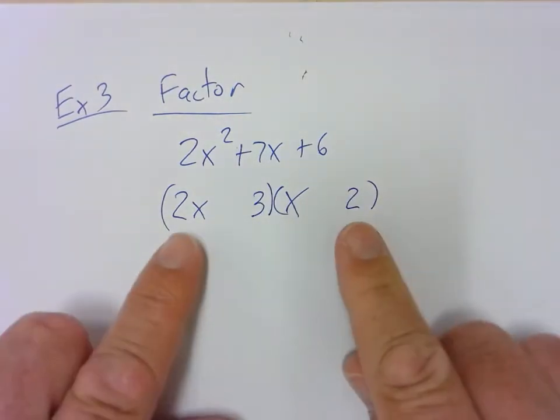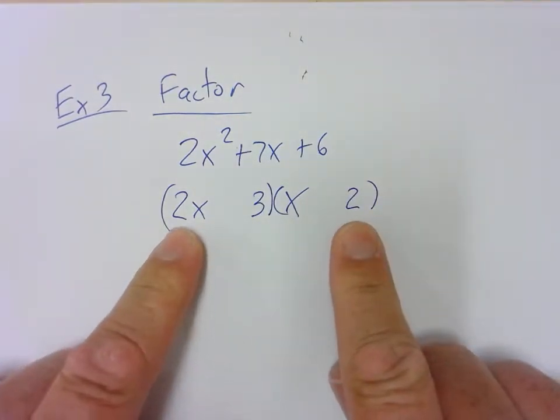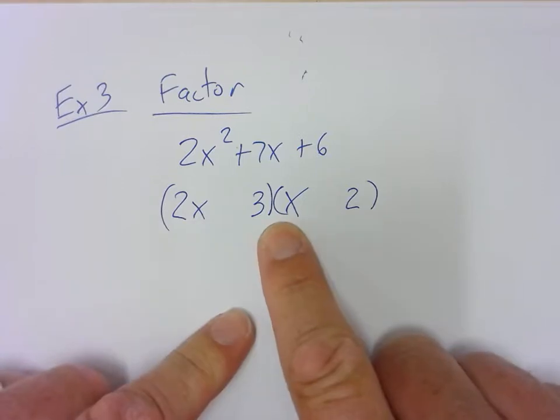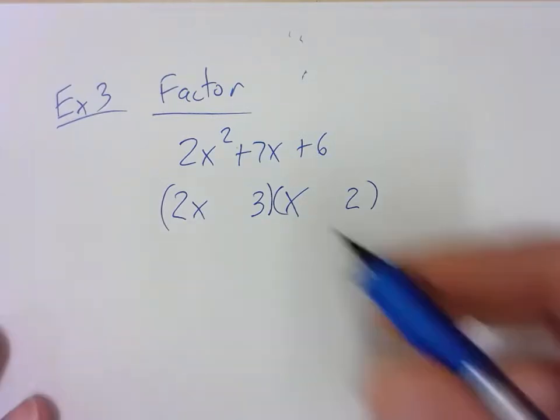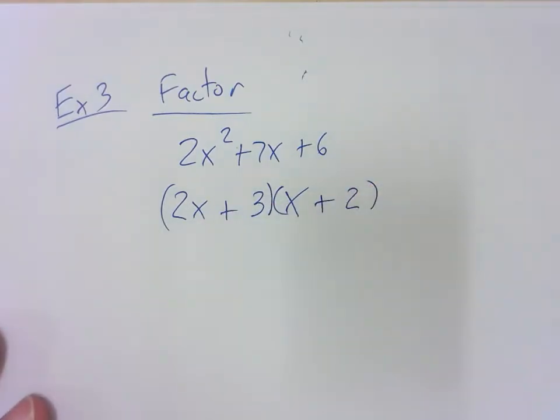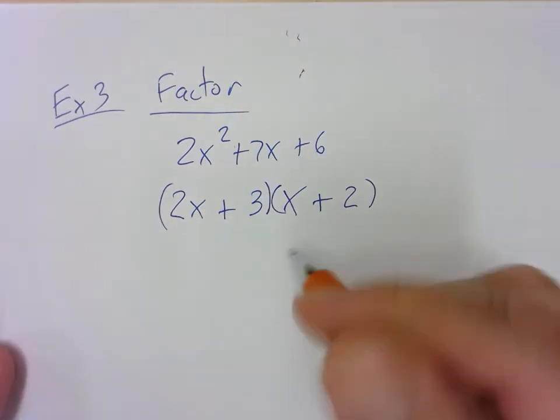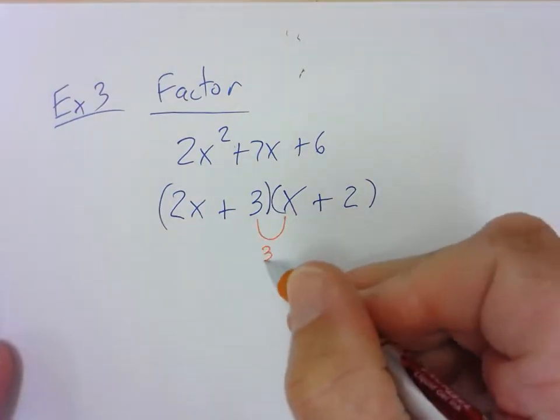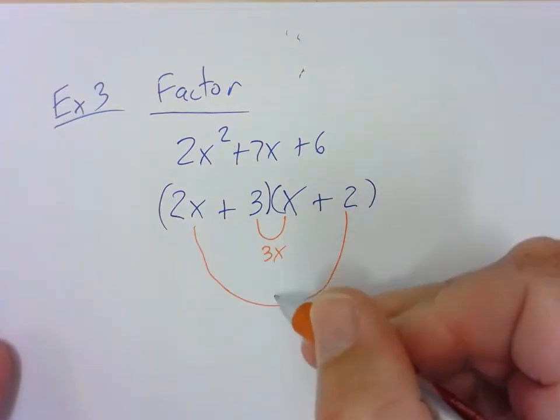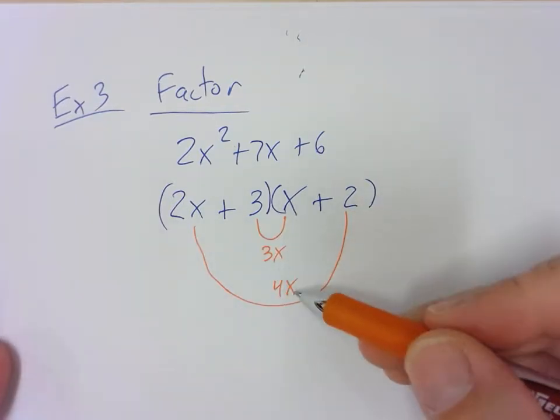This needs to be a 3 here and a 2 here. Now, see, when I match these up, I get 4x squared, and here I get 3x squared. So I get 4x and 3x makes the 7, plus and plus. And let's half donut this one. So I get 3x, and I get 4x when I multiply these together. 3x and 4x makes 7x.